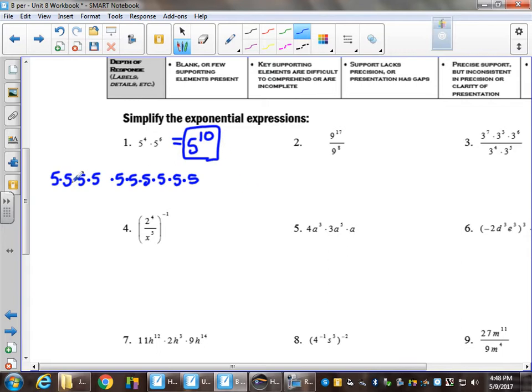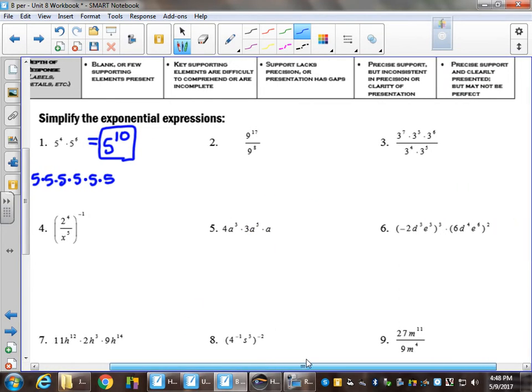We don't want to have to write out these 5s every time like that, or whatever's being multiplied. It takes too long, and it's not necessary, because from this model we can realize that we add the powers and we get what we need, 5 to the 10th. You're literally adding together how many 5s are being multiplied. In this case, 10 of them.